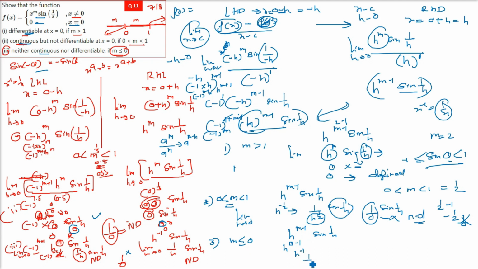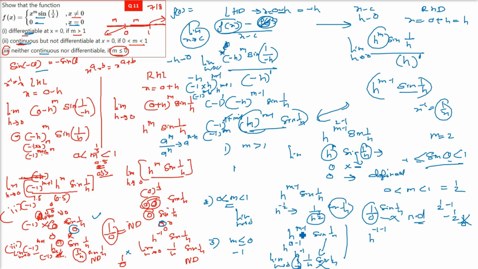So h raised to 0 minus 1. I am taking m as 0. So we have h raised minus 1, which is 1 by h. 1 by h is 1 by 0. 1 by 0 is not defined, so it is going to be undefined. The function is not defined. Now let us take less than 0, because equal to 0 I already checked.